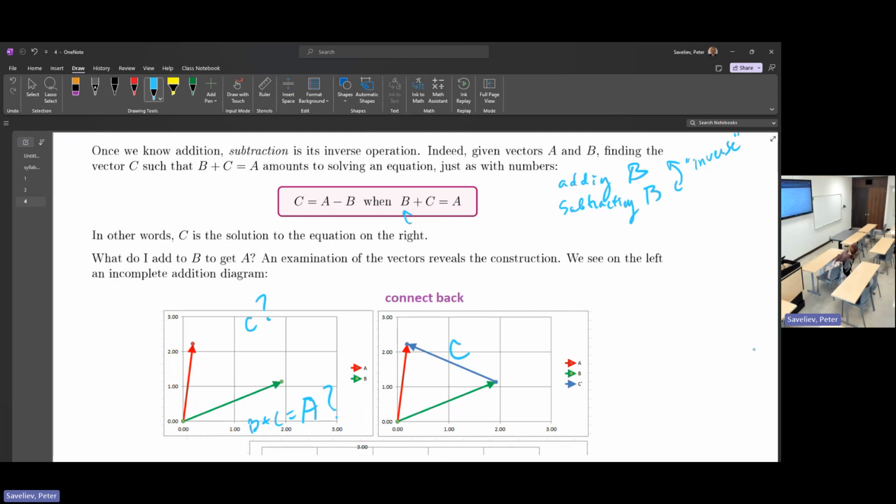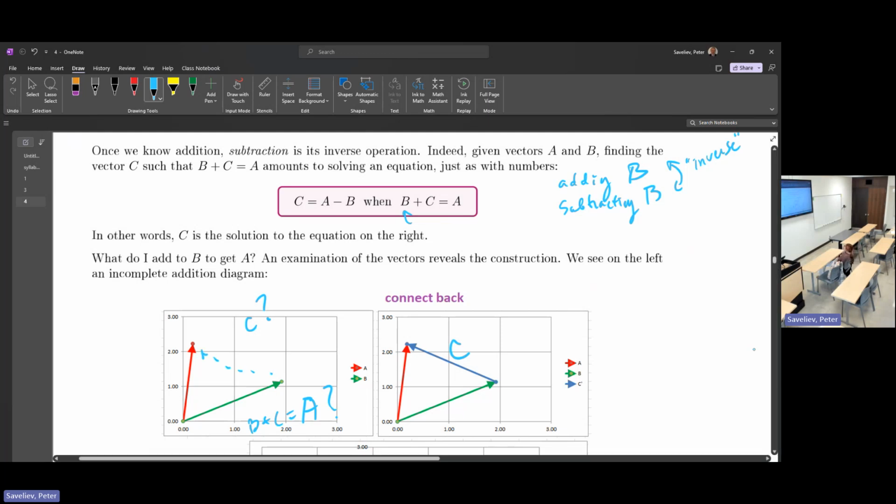Looking at the picture, the answer turns out to be on the right. So B plus C is equal to A. How do I get an A from B? That's the only way to do it. Okay, so that's where subtraction comes from.